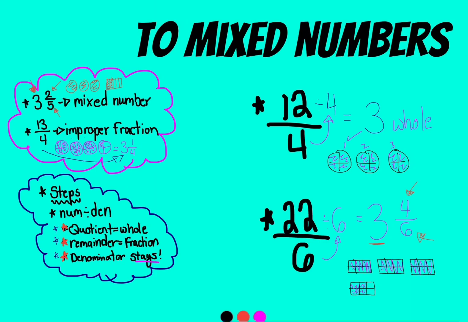I want you to try this problem. I want you to try to work out, I put it in the middle in green, how would I write 17 thirds as a mixed number?